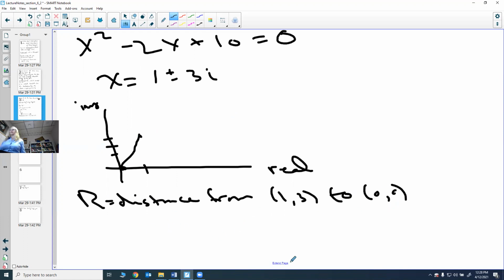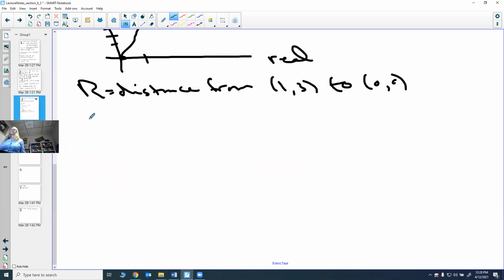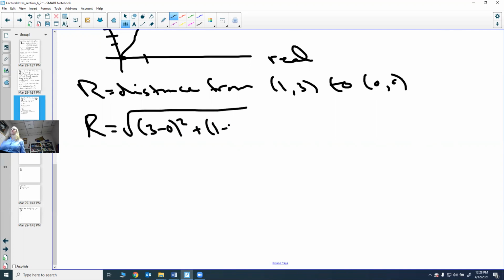That's just a line, so you're looking for the length of that line. The length of that line would be the square root of 3 minus 0 squared plus 1 minus 0 squared. It's the distance formula. So it's the square root of 9 plus 1, or the square root of 10. So that's what your r is equal to, the square root of 10.